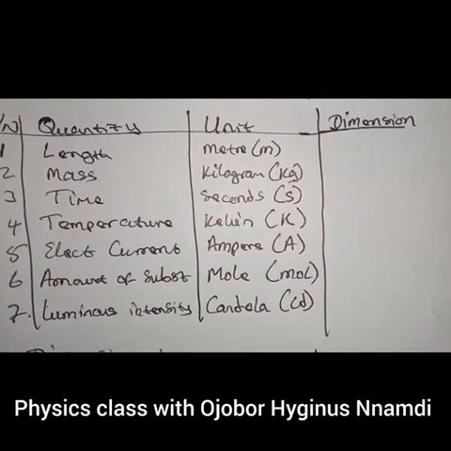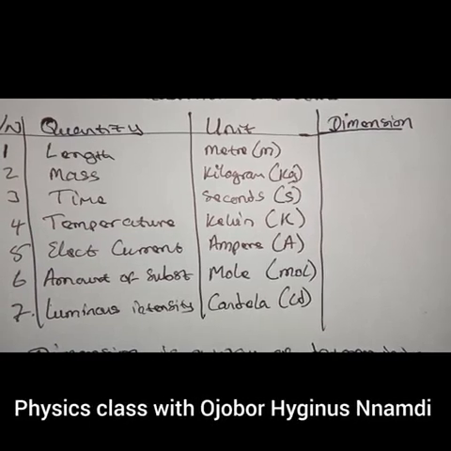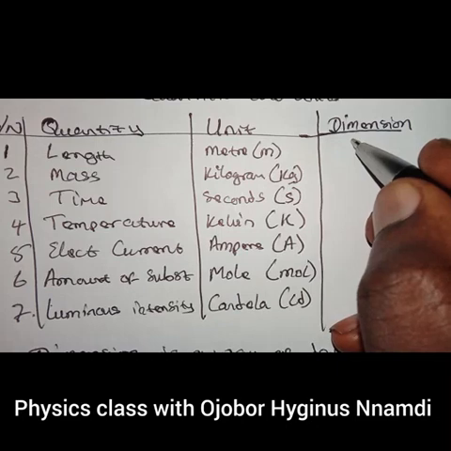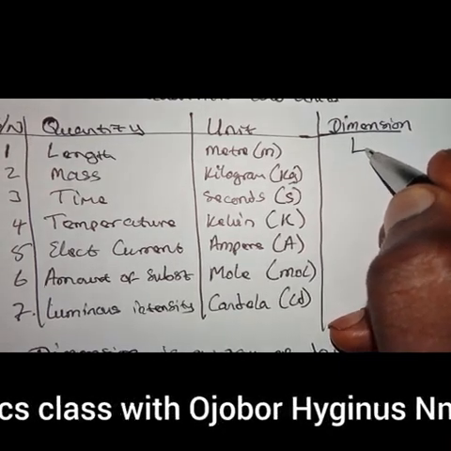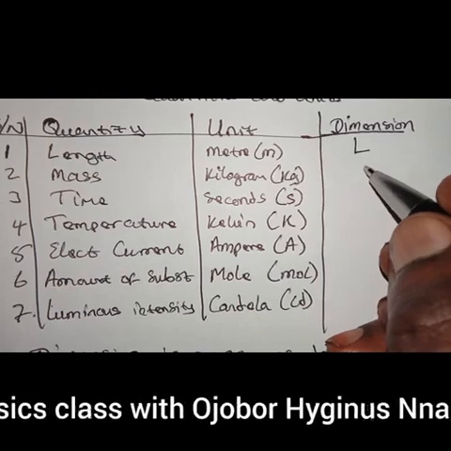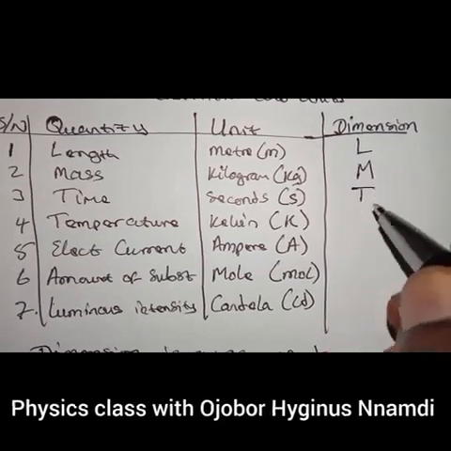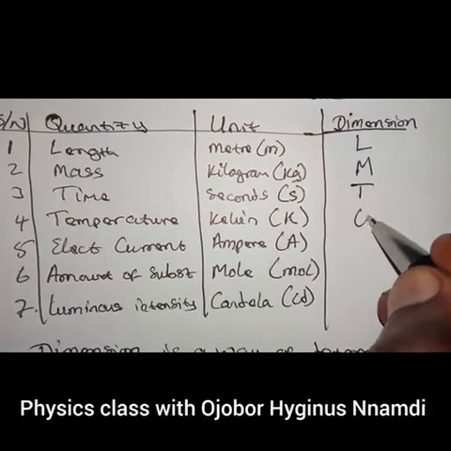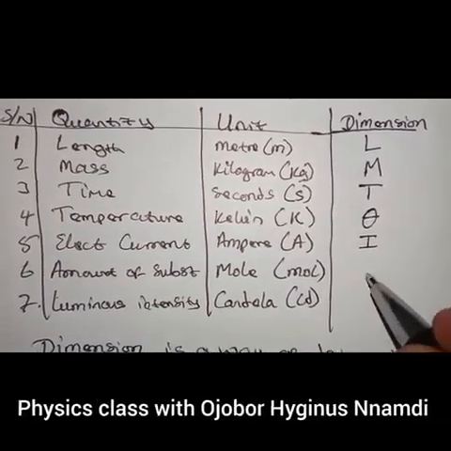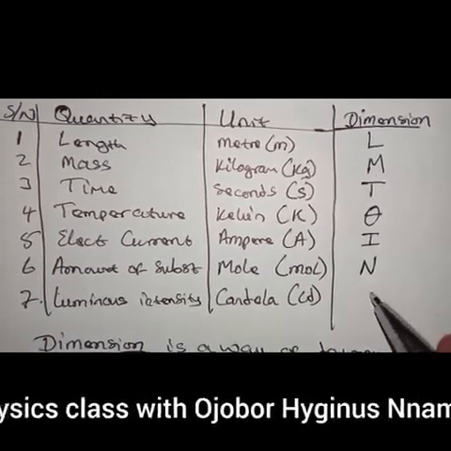Let us stop here. We will look at the dimensions of these fundamental quantities, which will help us get the dimensions of the derived quantities. The dimension of length is represented usually by the first letter of the word in capital form, L, usually put in square brackets. The dimension of mass is capital M. The dimension of time is capital T. The dimension of temperature is theta. The dimension of electric current is capital I. The dimension of amount of substance is capital N, while the dimension of luminous intensity is capital J.